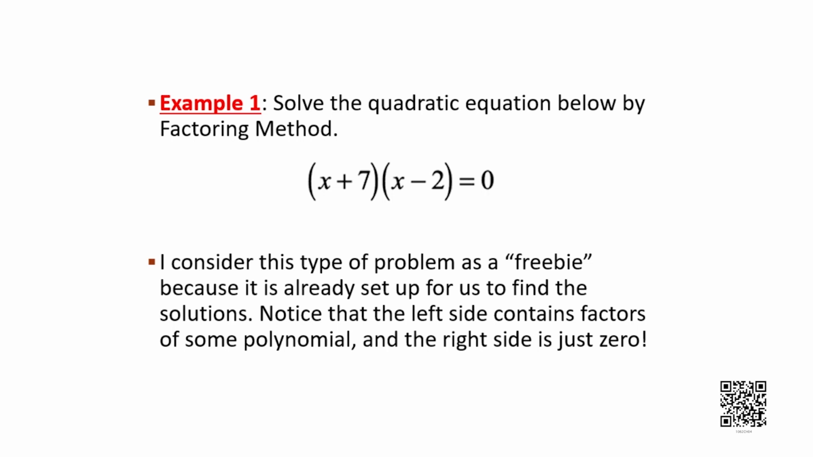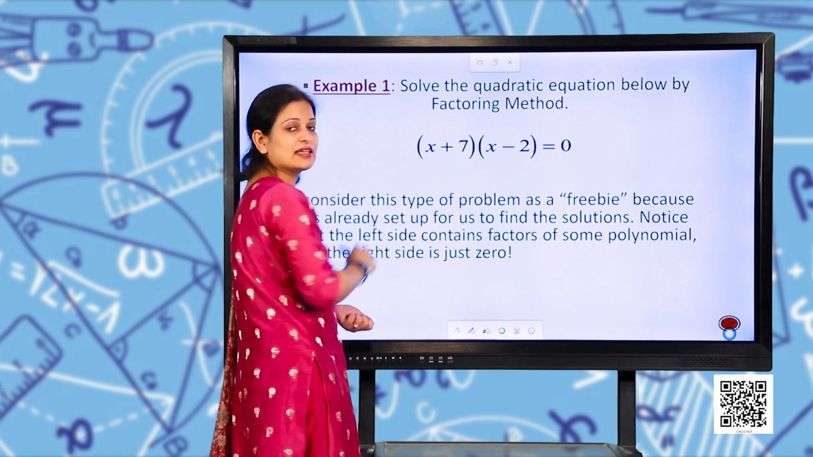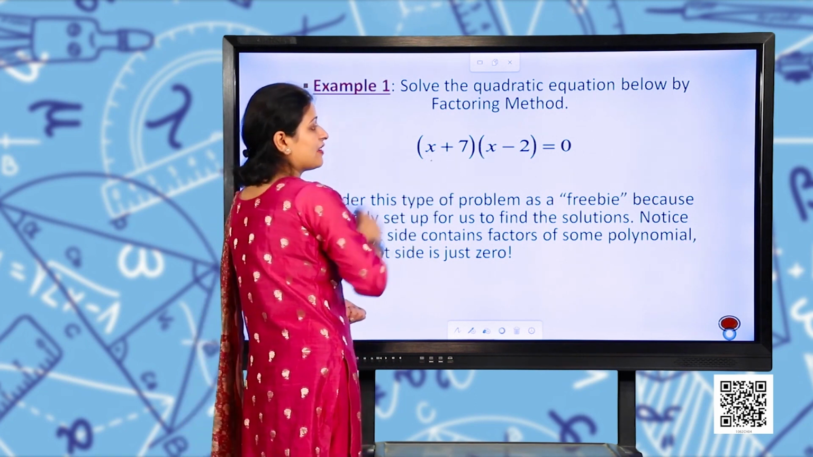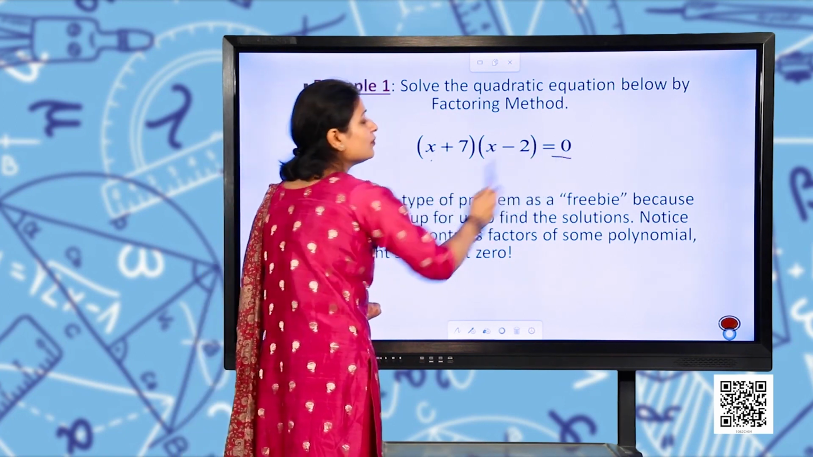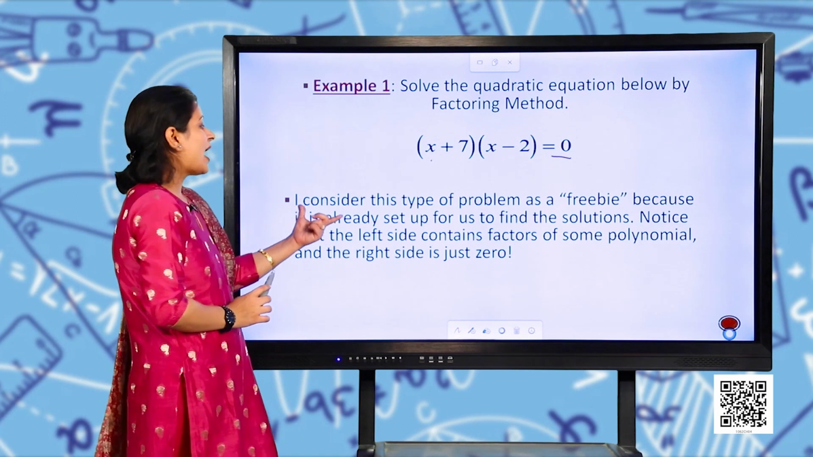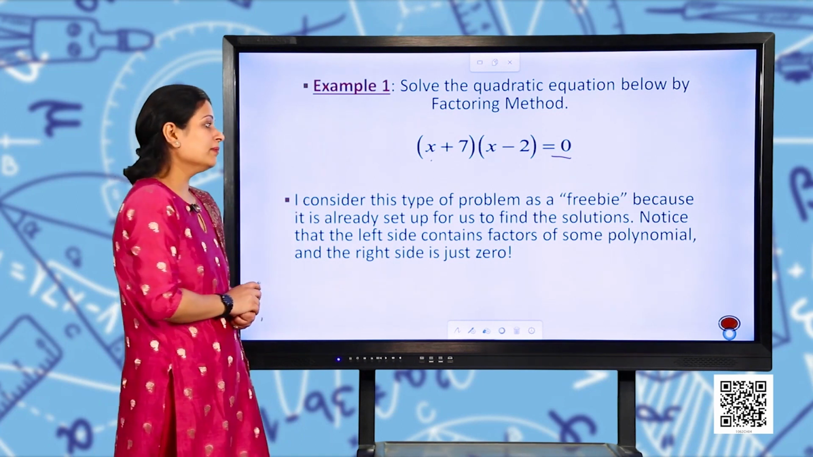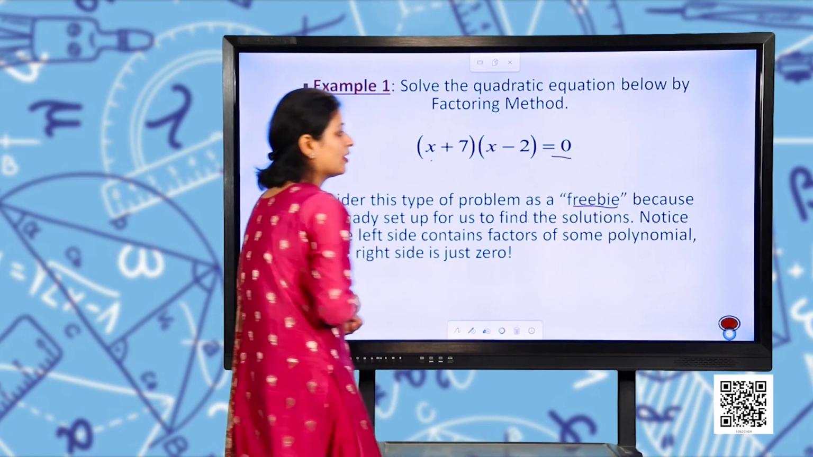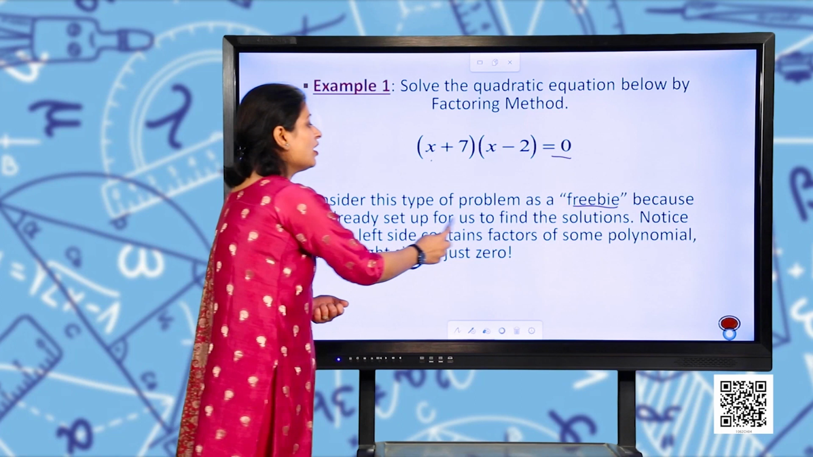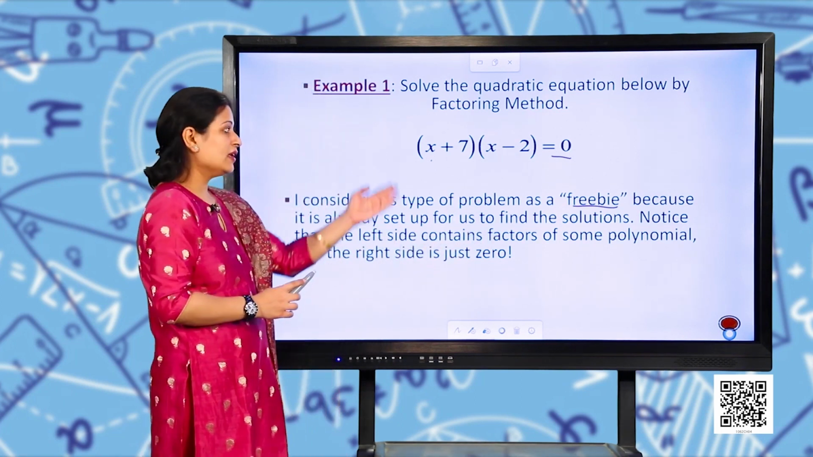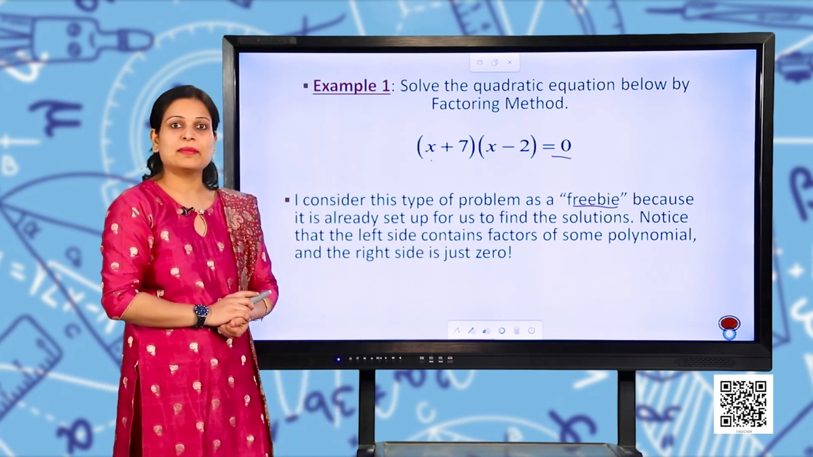Let us try some examples. Example 1. Solve the quadratic equation below by the factoring method. I have two factors, x plus 7 and x minus 2. Their product is equal to 0. Now, I consider this type of problem a freebie, because it is already set up for us to find the solutions. We can easily find the solution of the variable x here.